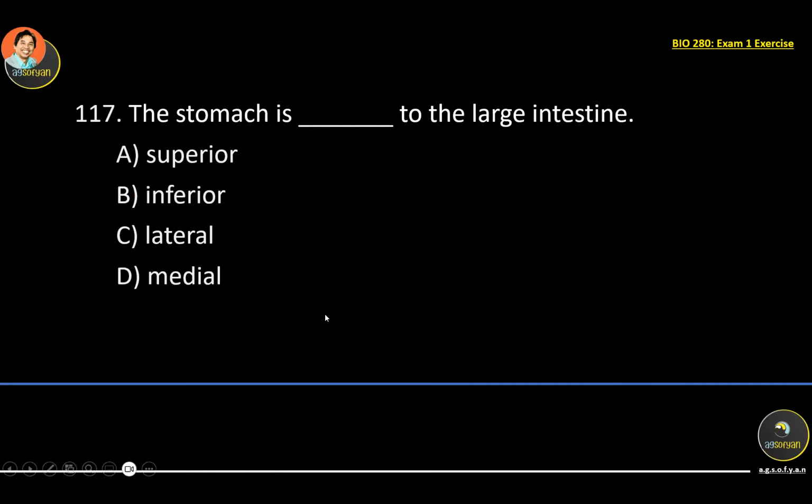The stomach is blank to the large intestine. So this is actually asking you the direction. This is directional terminology, asking you direction. So the stomach is A, B, C, or D: superior, inferior, lateral, or medial.